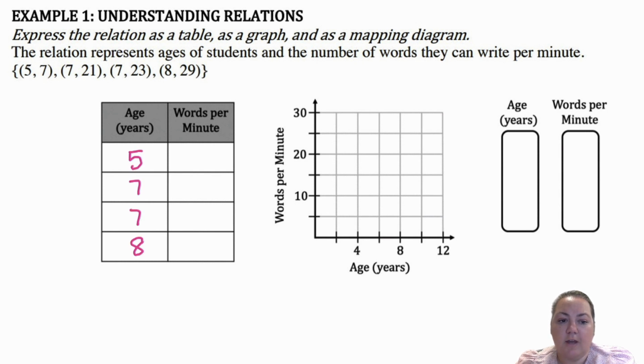All right, so my ages are 5, 7, 7, and 8, and words per minute is 7, 21, 23, and 29. I'm pairing them up, the ordered pair that they are with. Then I'm going to graph that.